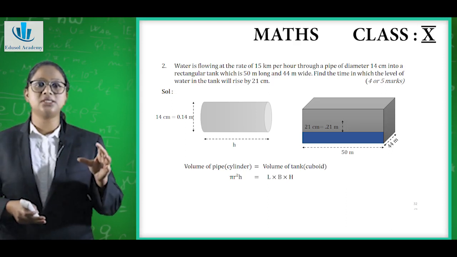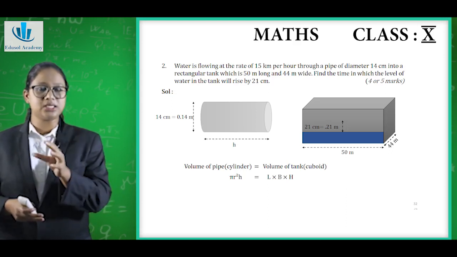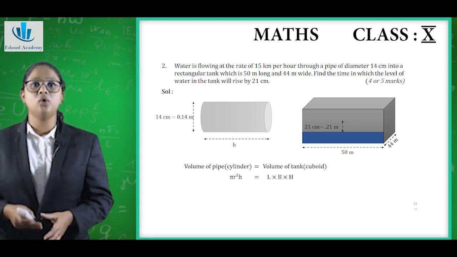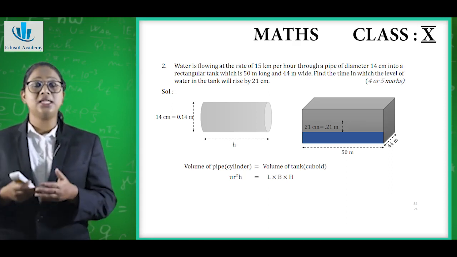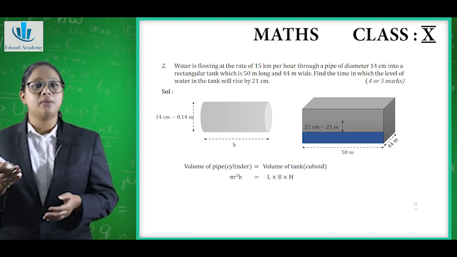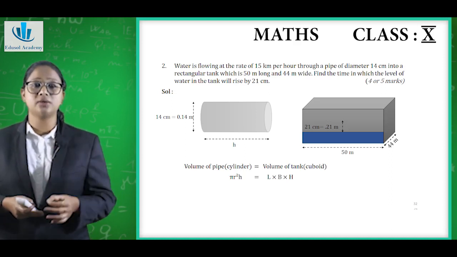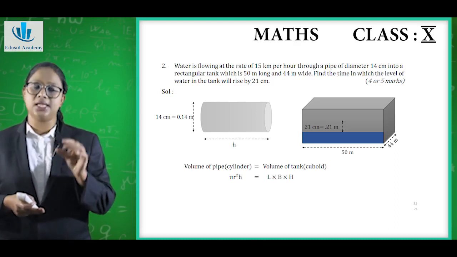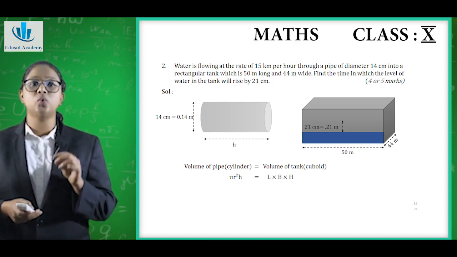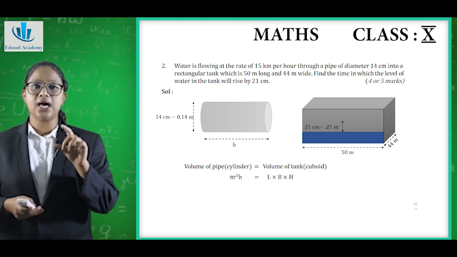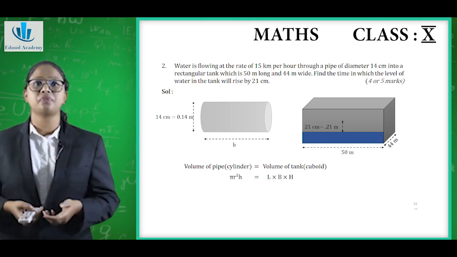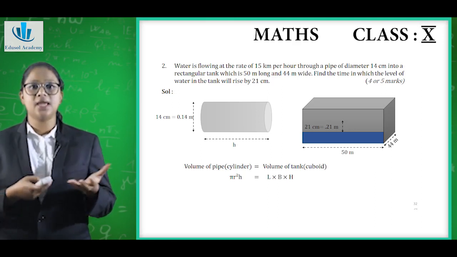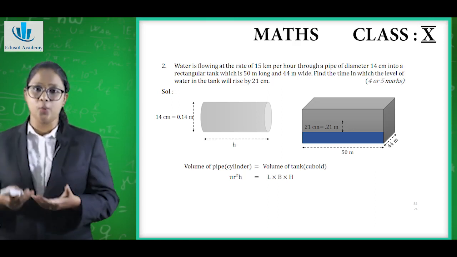So the 14 centimeter diameter is converted to meter and is 0.14 meter. Now for the cuboid, the length is 50 meter, the width or breadth is 44 meter, and we will take the height as 21 centimeter or 0.21 meter, because only that height is the water level rising. Again, the shape is changing. Even if the water is flowing, the shape is changing from cylindrical to cuboidal.